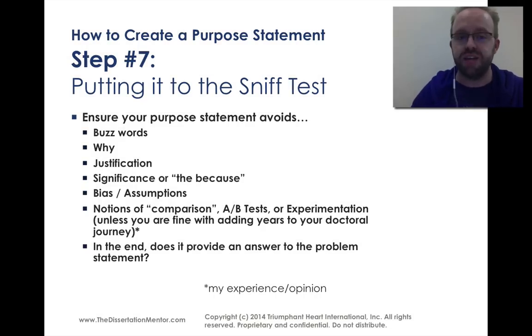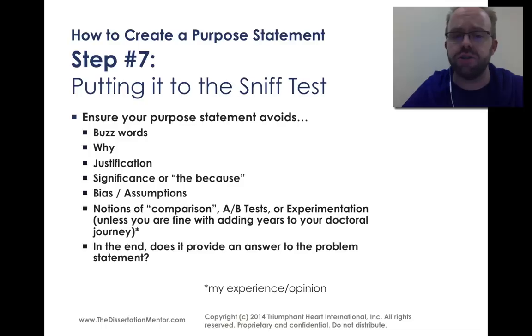And not only that, but you should be able to put it to what I call the sniff test. It should have no buzzwords in it. Nothing like motivation, effectiveness, impact, all that stuff. There should be no why you're doing it in your purpose statement. There's no hint of justification or of significance or of the because of your study. None of that should be there. That goes higher up, in your chapter 1, in your problem statement, in your background, and then lower in your chapter 1, your significance statement as well.